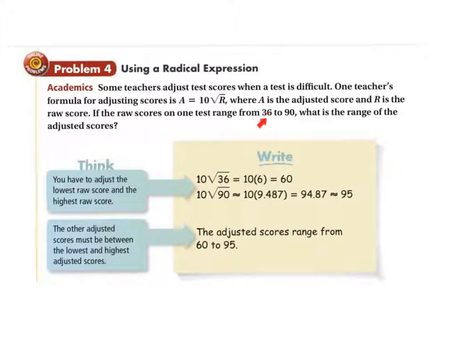In other words, plug 36 and 90 into this formula, right? And again, we're looking for the principal square roots, just so we're clear on that part, because there's no variable involved. So 10 times, and there's the bottom score of 36. So the square root of 36 is 6. 10 times 6 is 60. Well, that's nice. I'm not doing this, by the way. And then we throw in 90. The square root of 90 is about 9.5-ish. Times 10 is 95. Again, not doing this. The adjusted scores range from 60 to 95.